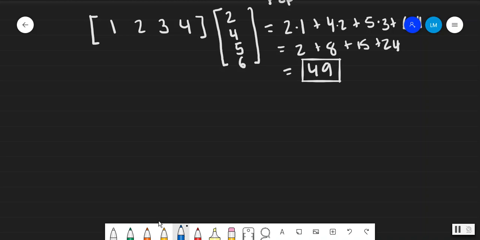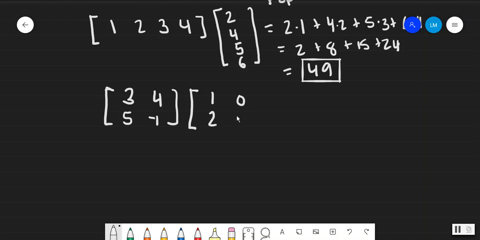So let's say that we have the following matrix. Let's say that we have 3, 4, 5, -1, and we're going to multiply this by 1, 2, 0, -3, and then 4, and then 0.